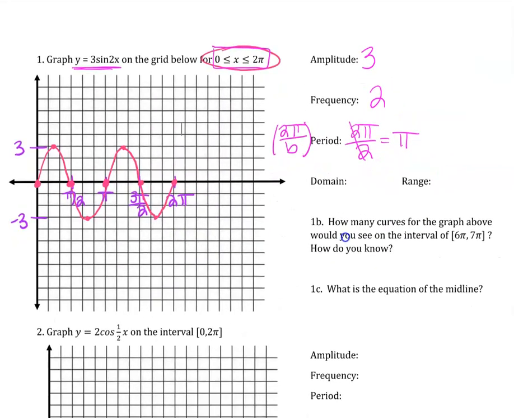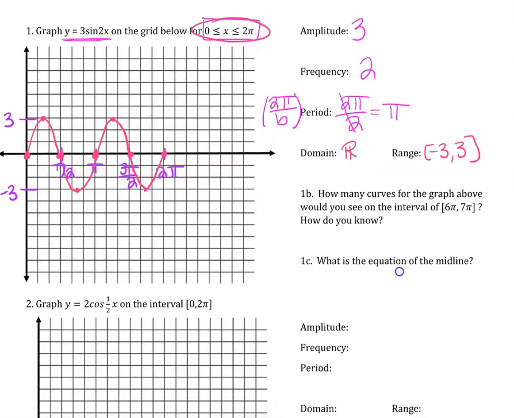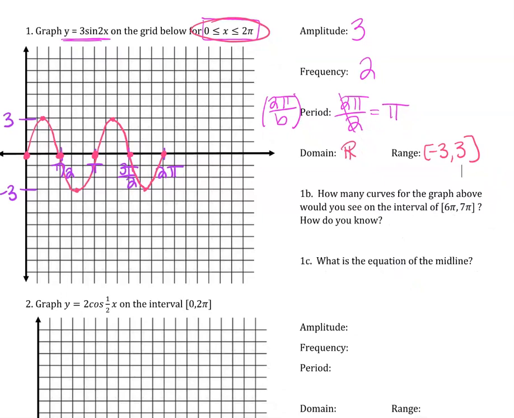Now, when we talk about the domain, we'll assume this goes on forever. So our domain will have no restrictions. That's just going to be all reals. Our range, though, is from -3 to 3. Now, how many curves for the graph above would you expect to see on the interval of 6 pi to 7 pi? If you were to continue this pattern out forever, how many cycles would you see?